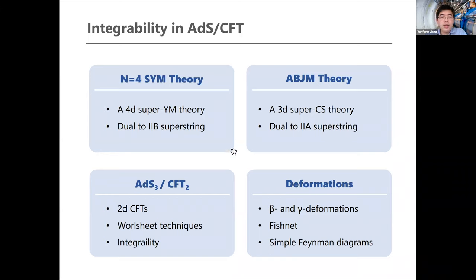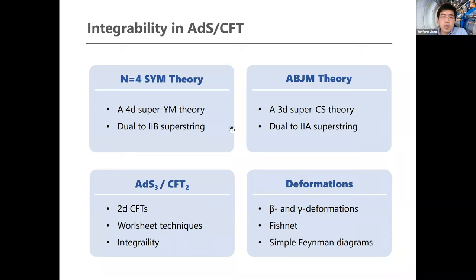In the past two decades, there has been a lot of development in integrability in the AdS/CFT correspondence. Our community has made a lot of effort in solving these four types of theories. The first one is, of course, the famous N=4 super-Yang-Mills theory. This is a four-dimensional super-Yang-Mills theory, dual to type IIB superstring theory in AdS5, and we know a lot of things about it. If we take one dimension lower, we have the ABJM theory. This is a three-dimensional super-Chern-Simons theory, known to be dual to type IIA superstring theory in AdS4. If we go even one dimension lower, we have the AdS3/CFT2 correspondence.